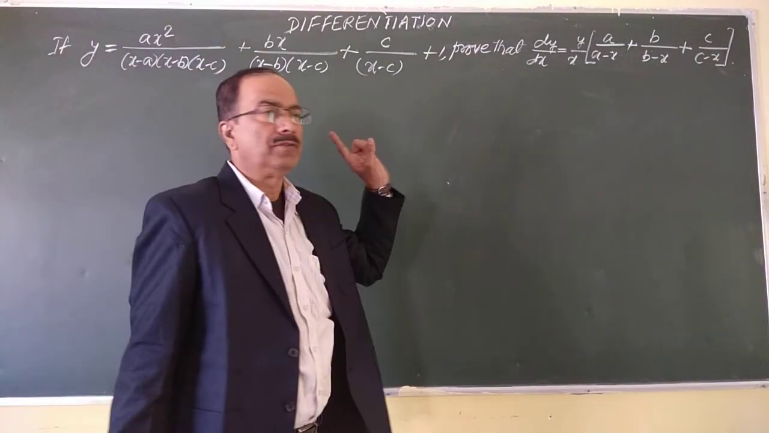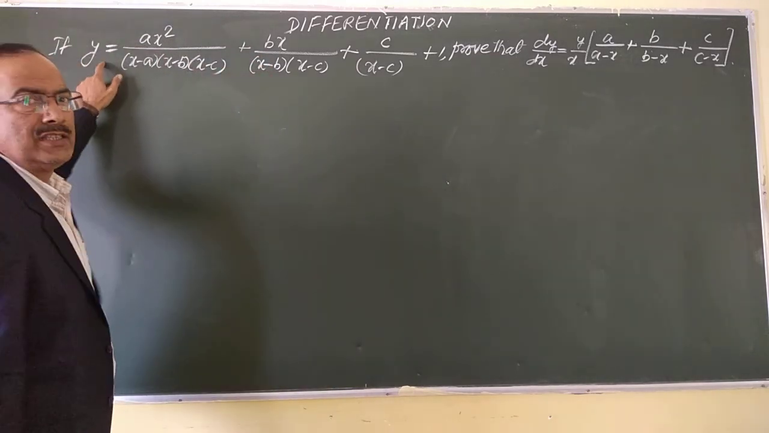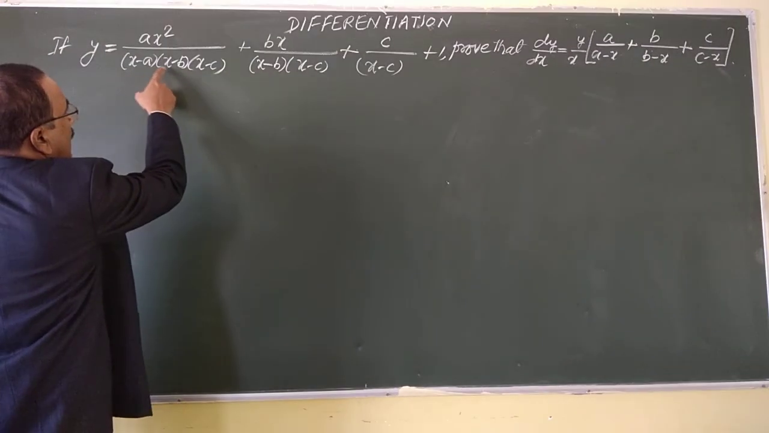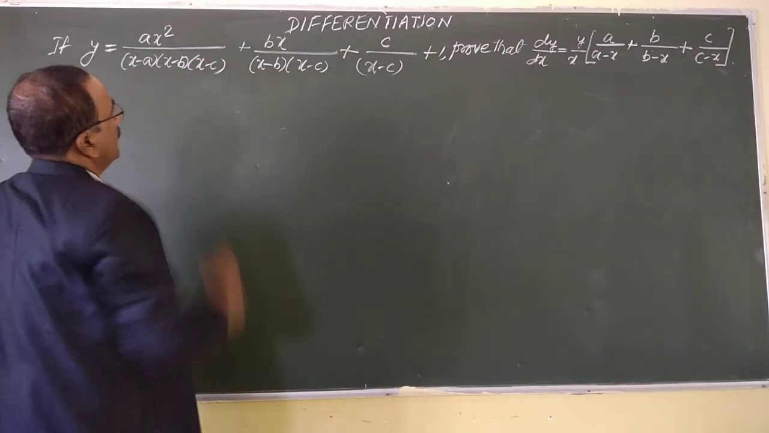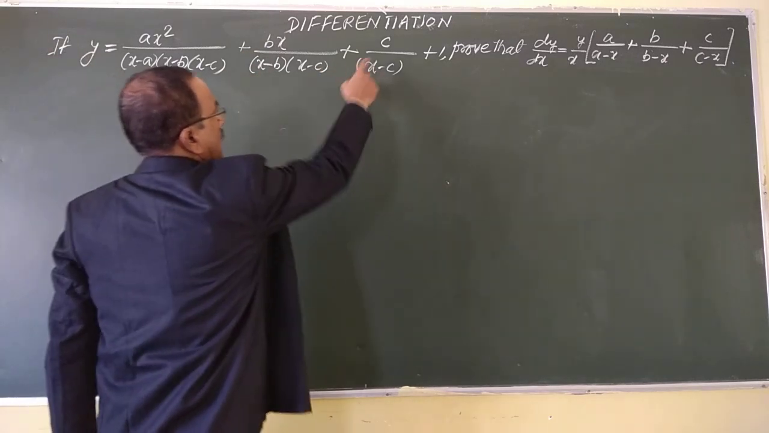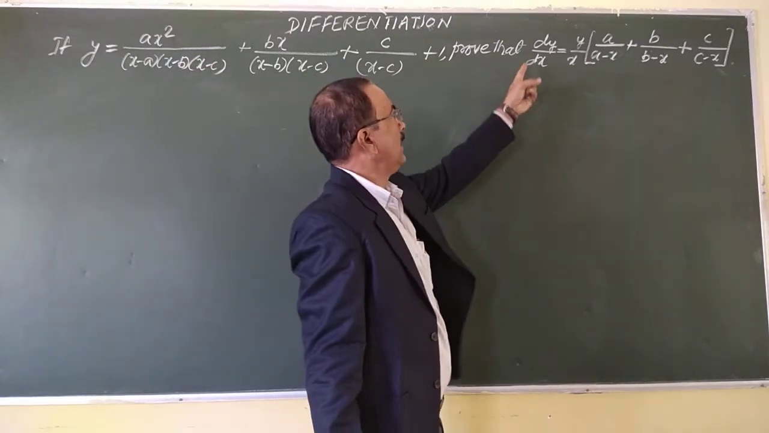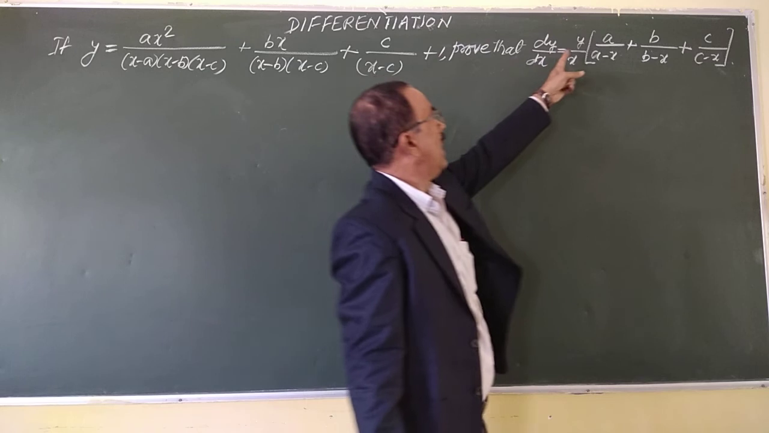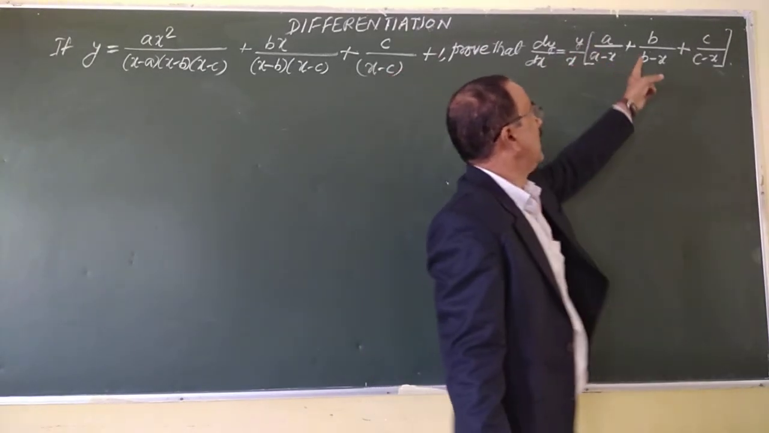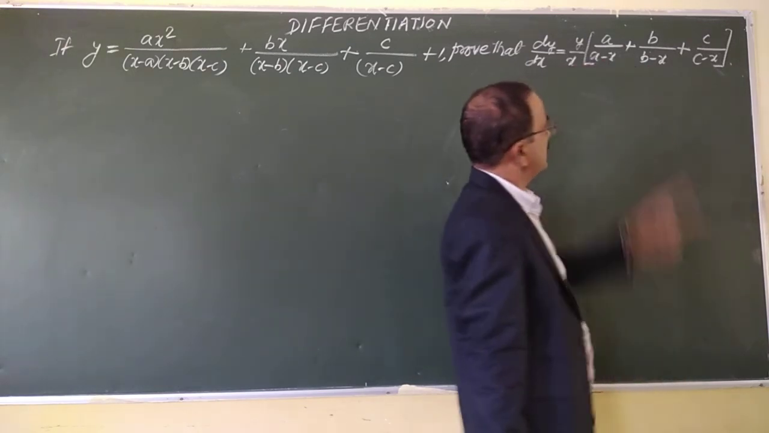This question is from differentiation. Here, if y is equal to ax square by x minus a, x minus b, x minus c plus bx upon x minus b, x minus c plus c upon x minus c plus 1, prove that dy upon dx is equal to y by x, a by a minus x, plus b by b minus x, plus c by c minus x.